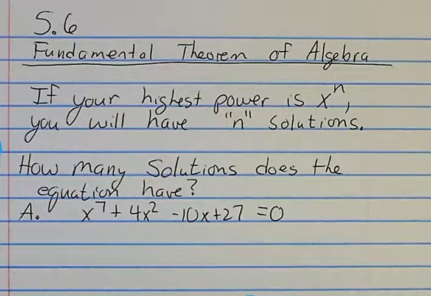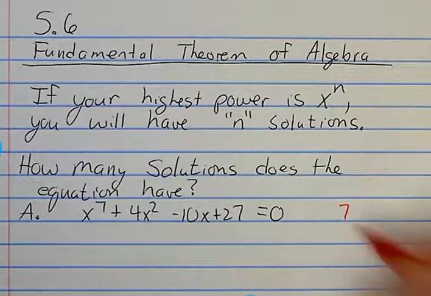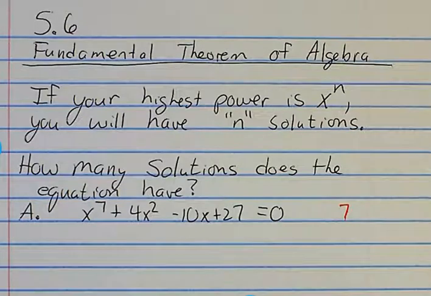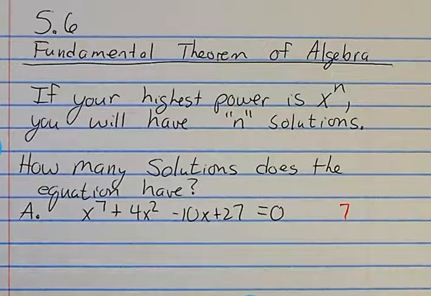So if A is our first example, we've got x to the 7th plus 4x squared minus 10x plus 27. They're just going to ask you a couple of questions, easy ones in homework. How many solutions does this equation have? There you go. And again, we've been talking about that for 2 or 3 sections. So that's one of those that we just go ahead and tell you because it's just that easy. Find the highest power, that's how many solutions you have.